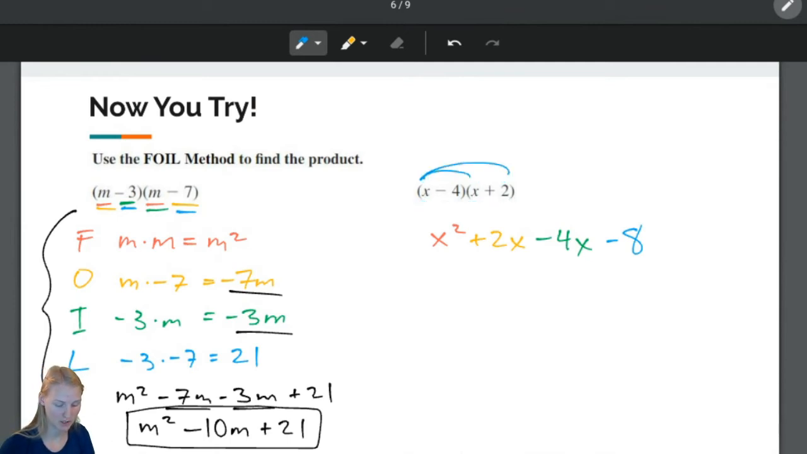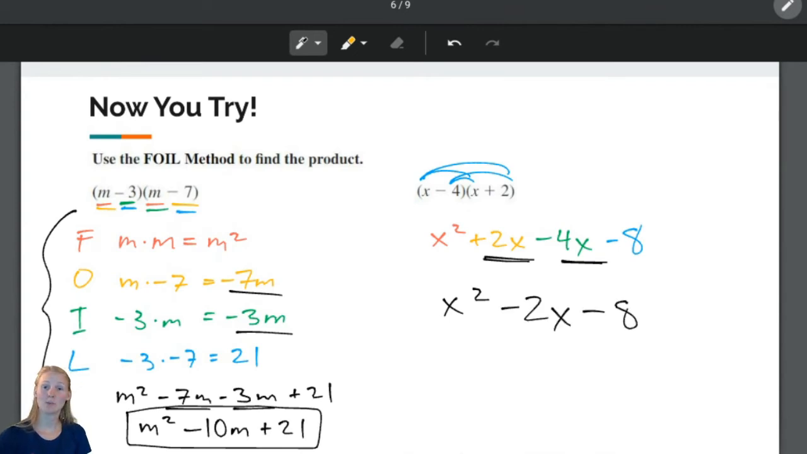First, outside, inside, last. If that's easier to you than writing out all of this, go for it. I don't mind which one you use. But remember, we're not quite done here because we still need to combine our like terms. So we have x squared, positive 2 minus 4 is negative 2x minus 8.